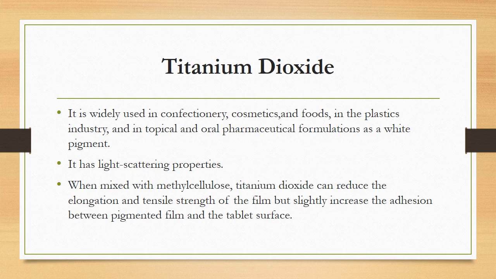The third example is titanium dioxide. It's widely used in pharmaceutical preparations as a white pigment. It has light scattering properties. For example, powder with an average particle size of 130 nanometers scatters visible light, while an average particle size of 16 nanometers scatters ultraviolet light and reflects the visible light. When mixed with methyl cellulose, titanium dioxide can reduce elongation and tensile strength of the film, but slightly increase the adhesion between the pigmented film and the tablet surface.